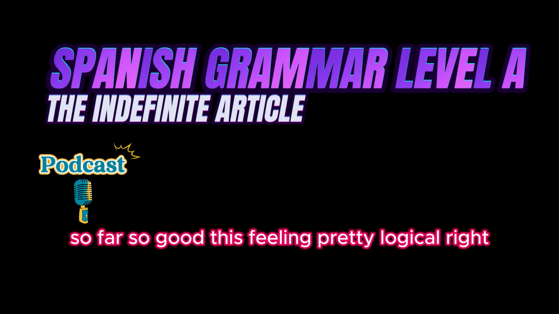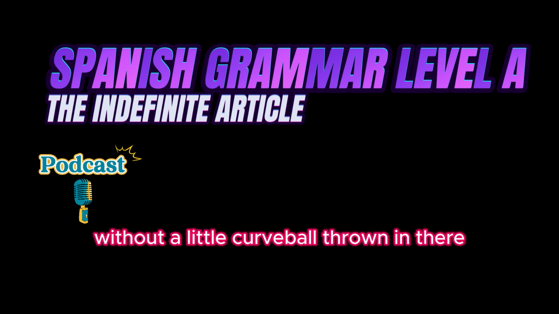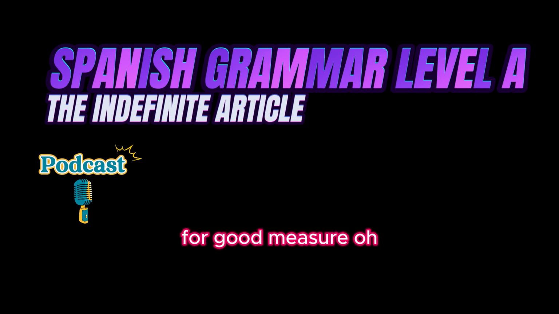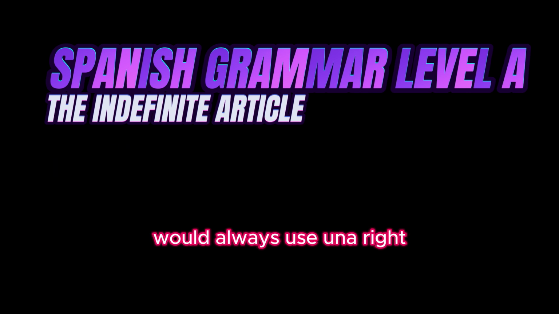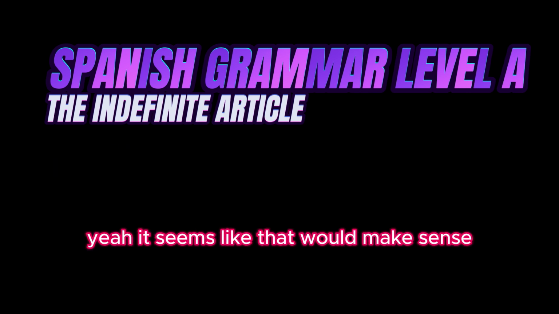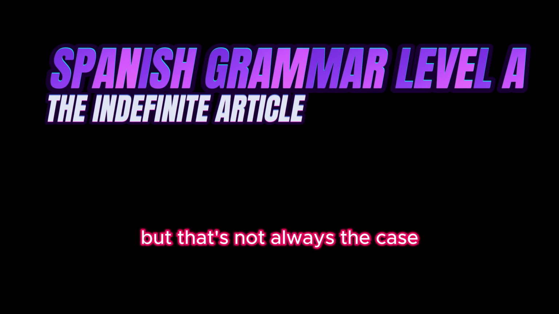Okay, so far so good. This is feeling pretty logical. Right. But of course, Spanish wouldn't be Spanish without a little curveball thrown in there for good measure. I'm sensing a "but" coming. What's the catch? So you'd think feminine nouns that start with A would always use una, right? Yeah, it seems like that would make sense. But that's not always the case.